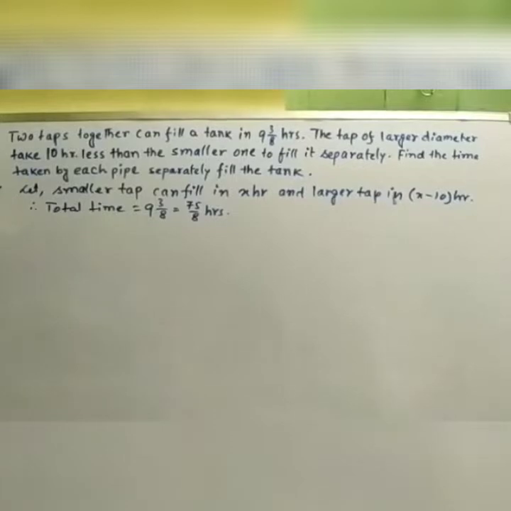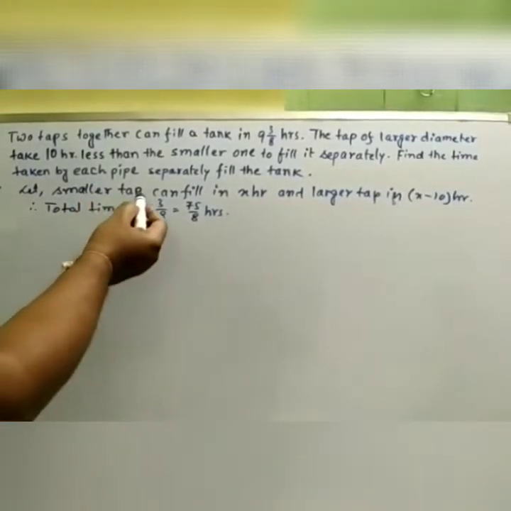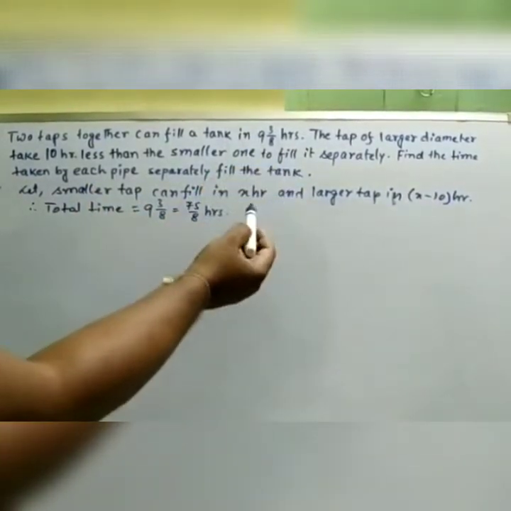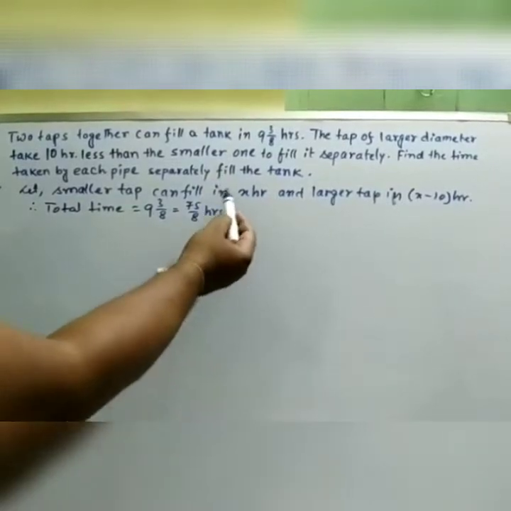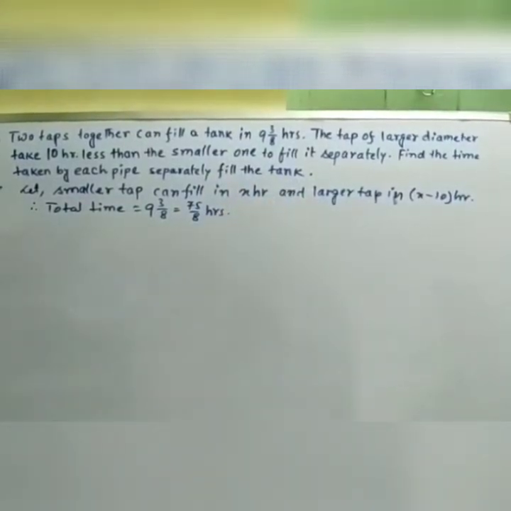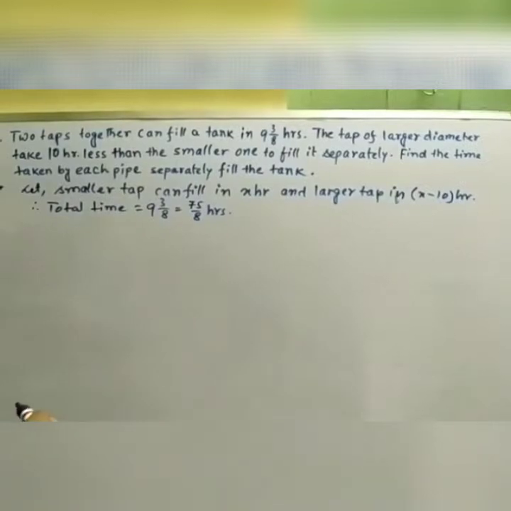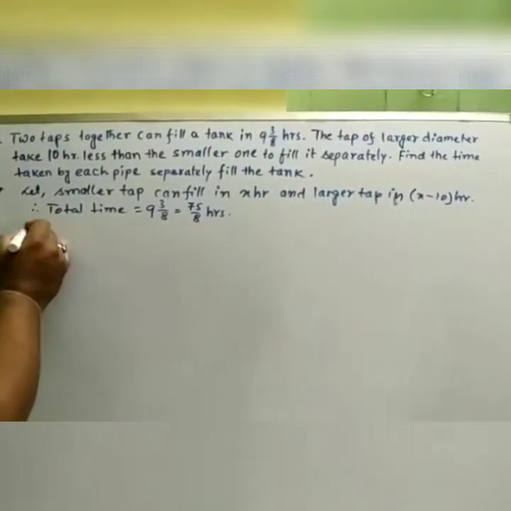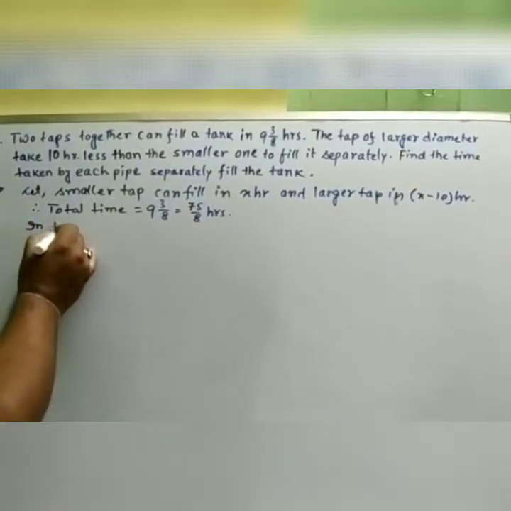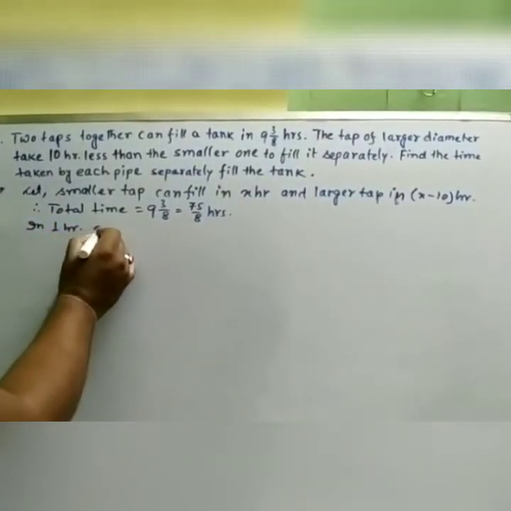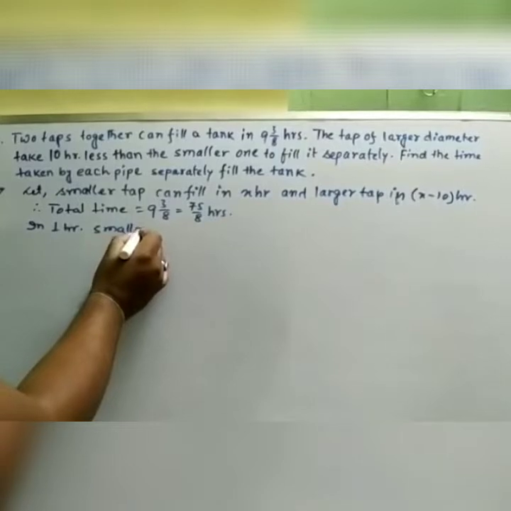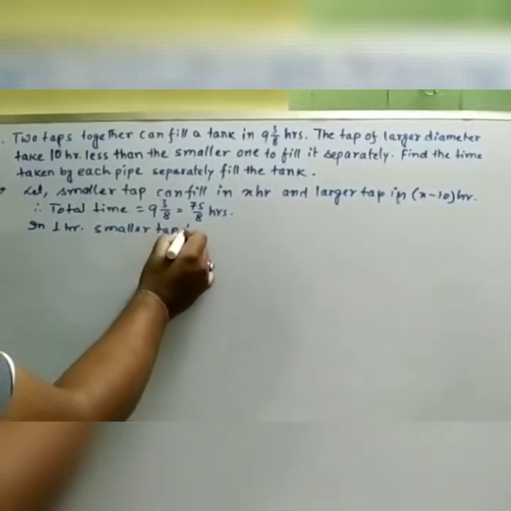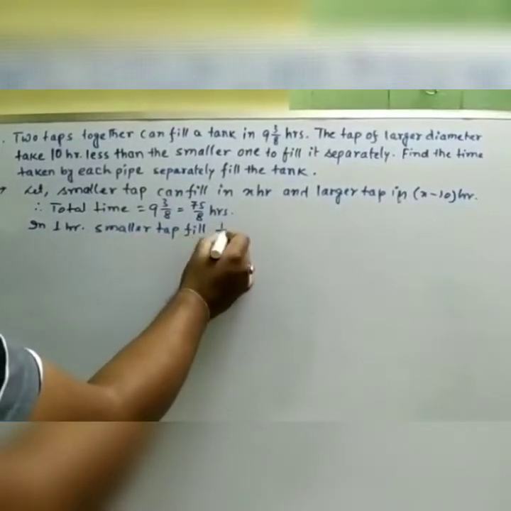Now this smaller tap can fill one part, that whole part is one, so we will take in X hour it fills one part, so in 1 hour it will fill less, that is 1 by X part, so that we will write: in 1 hour smaller tap fills 1 by X part.